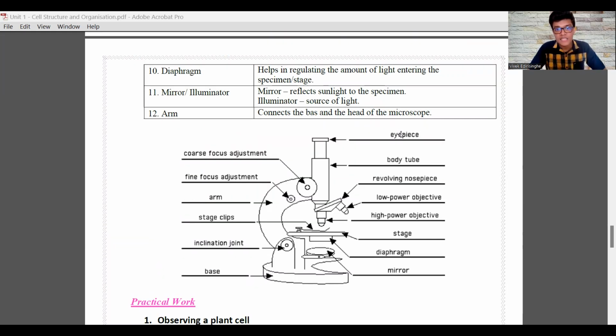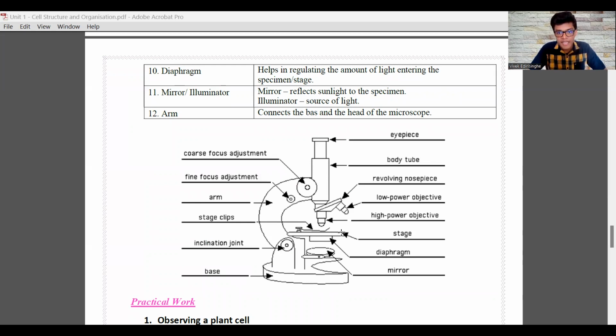The top part is the eyepiece lens. Then this entire part is known as the body tube or ocular tube. This is the revolving nose piece, or generally called the nose piece. Then these would be the objective lenses, but according to the length of it, it is low power and high power. There are generally three objective lenses, although only two are shown here.